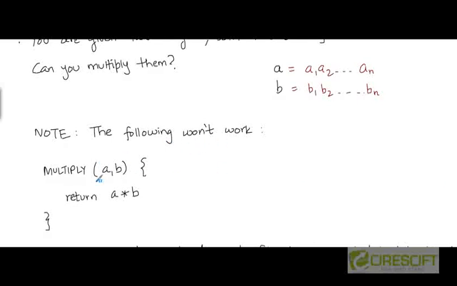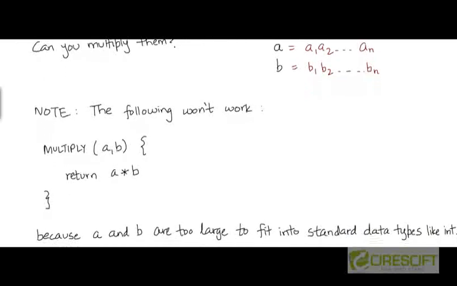We can't just create a simple function called multiply where we take in these two numbers and just return a multiplied with b, because this multiplication operation may not work for arbitrarily large integers. Since a and b may be too large to fit into standard data types like int and so on, we need a more sophisticated algorithm to multiply the two integers.